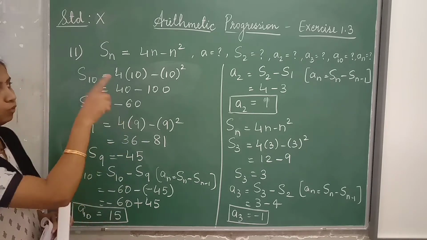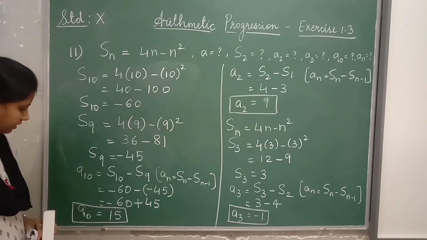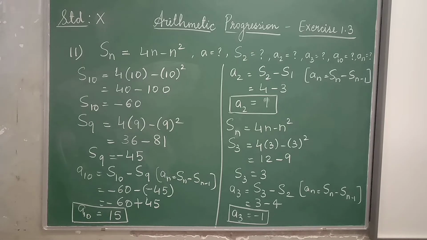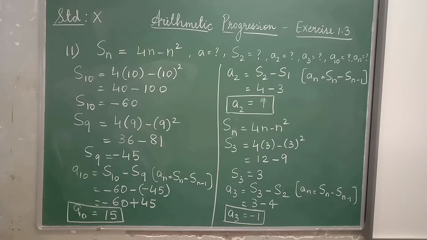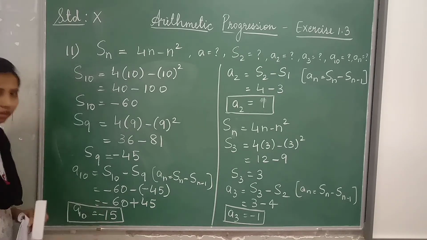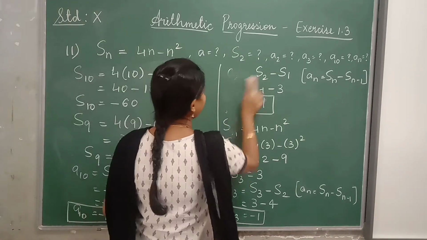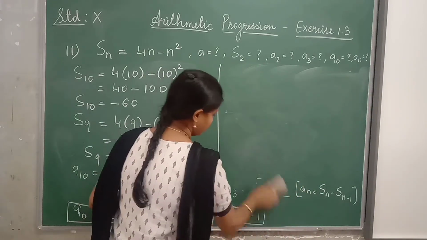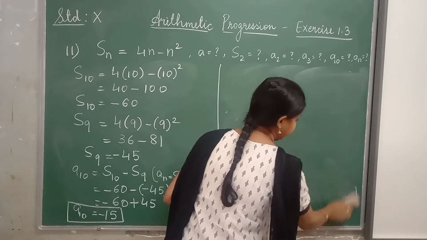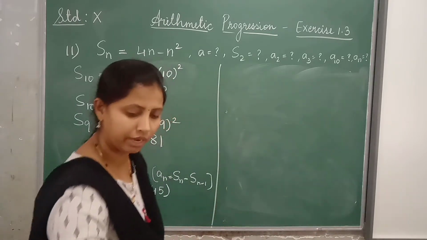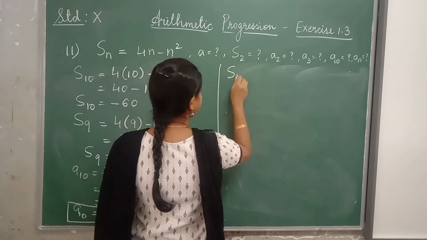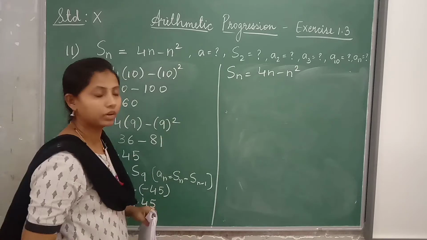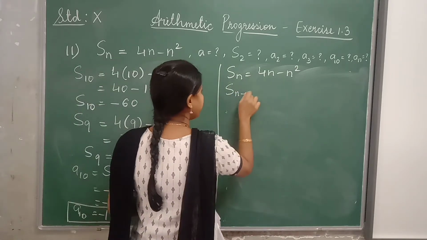Okay children, now find An. Now in the same way we have to find An. Now next find An. To find An, firstly we need Sn and Sn minus 1. So Sn we know, Sn is nothing but 4n minus n square, that is given. Okay, now we have to find Sn minus 1.